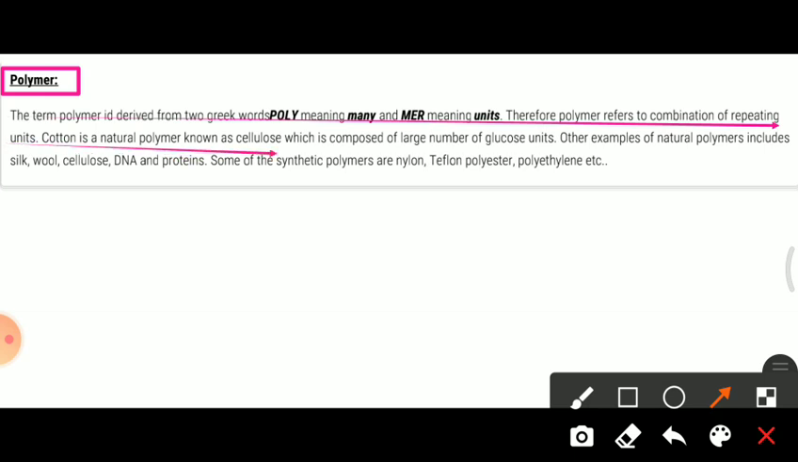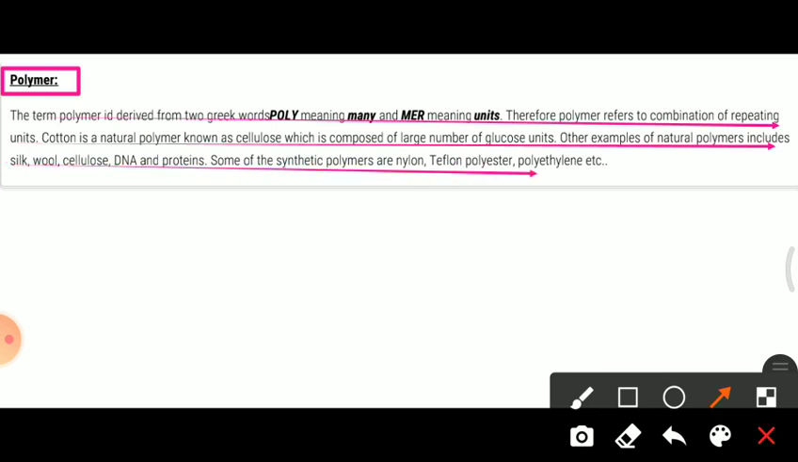Cotton is a natural polymer known as cellulose, which is composed of a large number of glucose units. Other examples of natural polymers include silk, wool, cellulose, DNA and proteins. Some of the synthetic polymers are nylon, Teflon, polyester, polyethylene, etc.